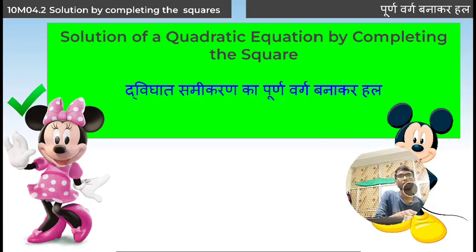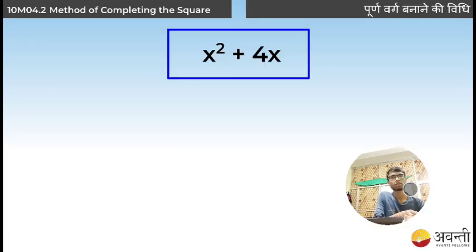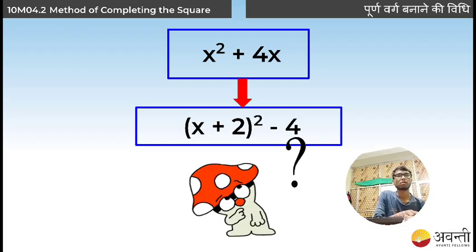Solution of a quadratic equation by completing the square. Method of completing the square. Here x square plus 4x. We know that 4 is the perfect square of 2.